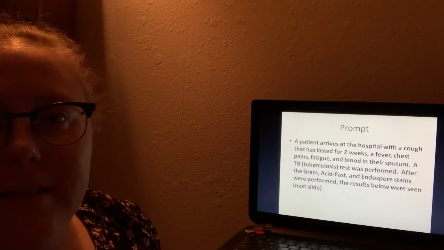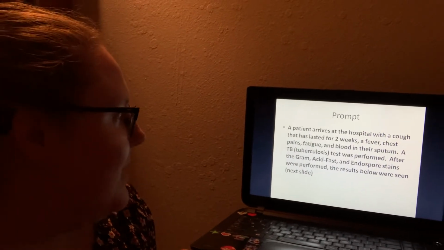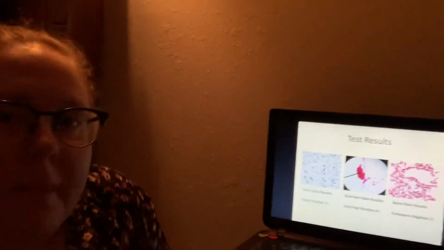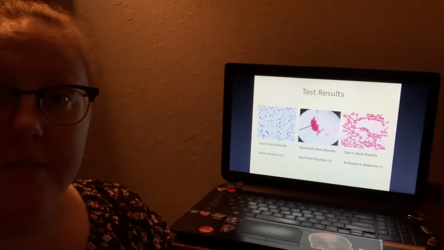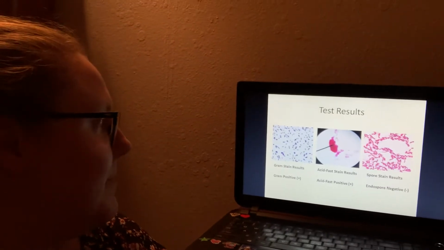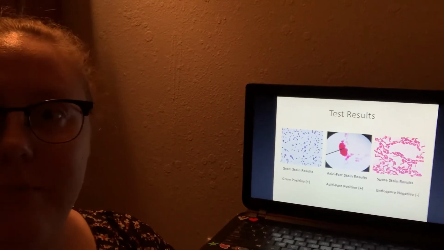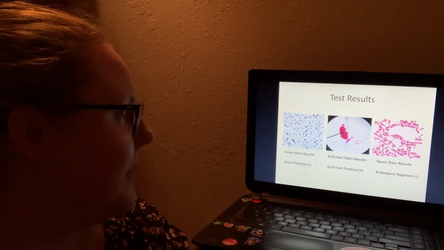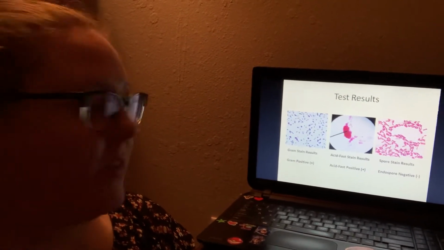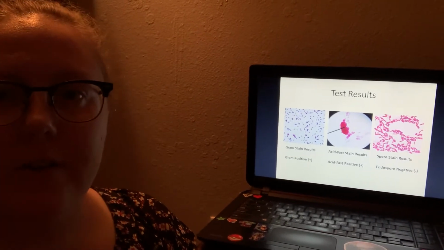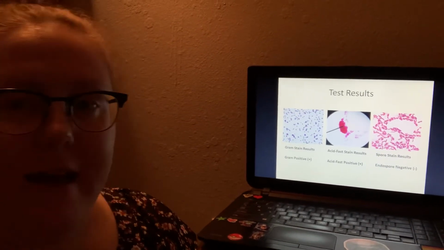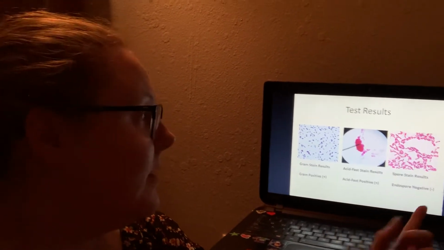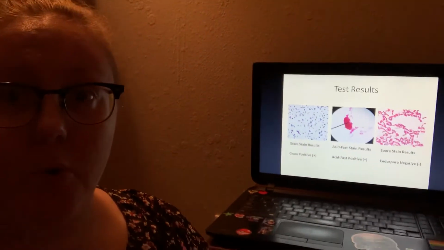After the gram, acid fast, and endospore stains were performed, the results were seen on the next slide. So these are the results of the tests. You can see in the first image the gram stain results were gram positive because the bacteria appeared purple. In the second, the acid fast stain results were also positive. The bacteria appeared pink. And in the last one, the endospore stain, there are no purple spores in the image, so it was endospore negative.